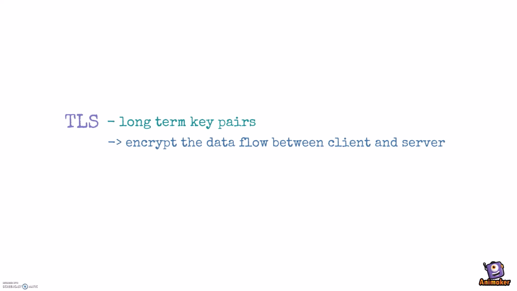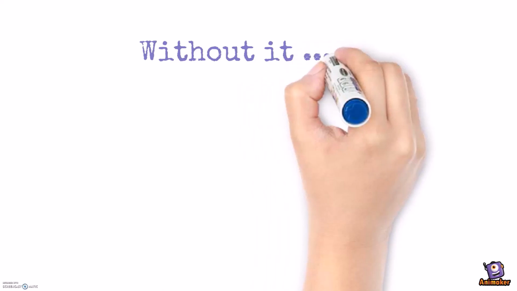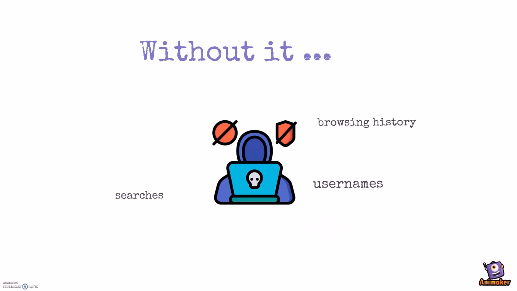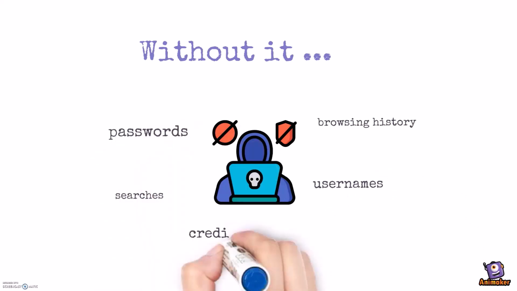Without these encryption techniques, hackers can intercept a wireless network easily and get the information of the users, which includes browsing history, searches, usernames and passwords of social networking sites, credit card credentials, etc.